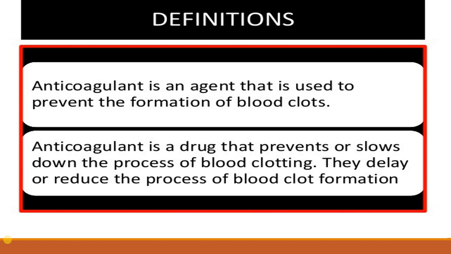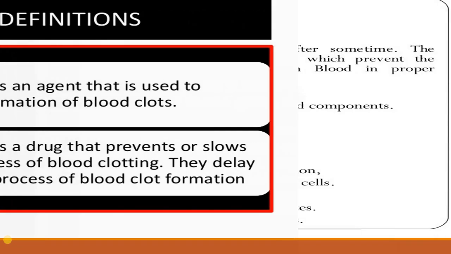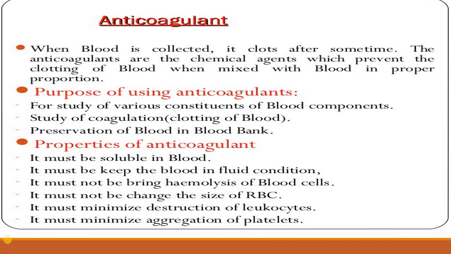Okay, next one, definitions. An anticoagulant is an agent that prevents the formation of blood clots. Anticoagulants are drugs that prevent or slow down the process of blood clotting. They delay or reduce the process of blood clot formation. When blood is collected, it clots after some time. Anticoagulants are the chemical agents which prevent the clotting of blood when mixed with the blood in proper proportion.